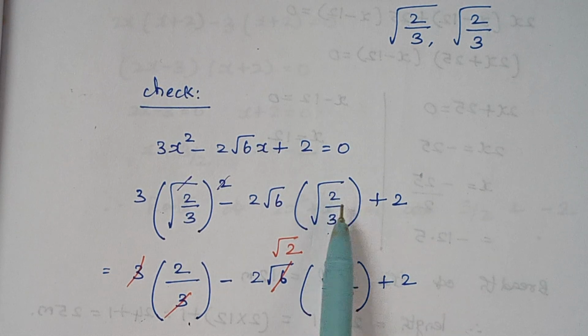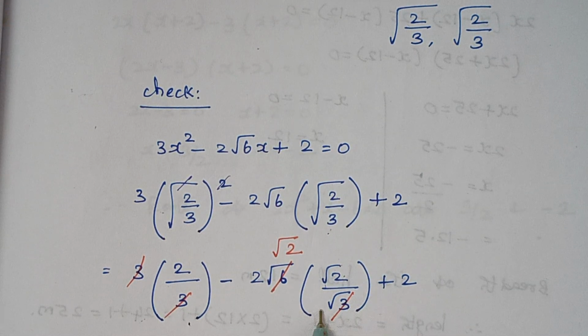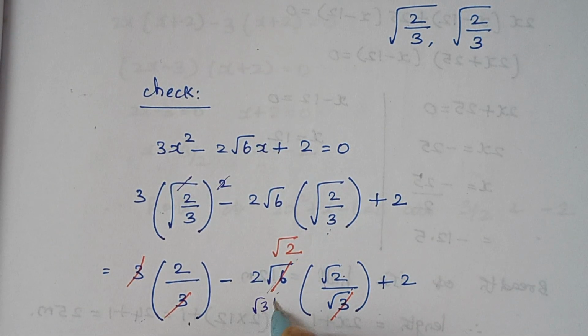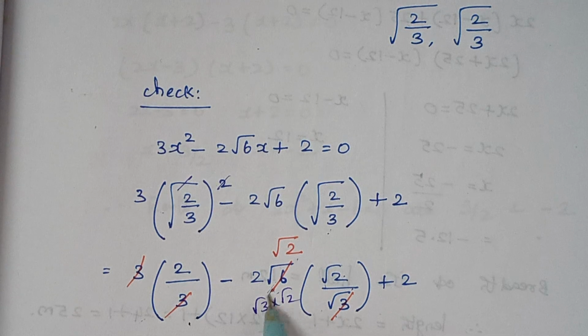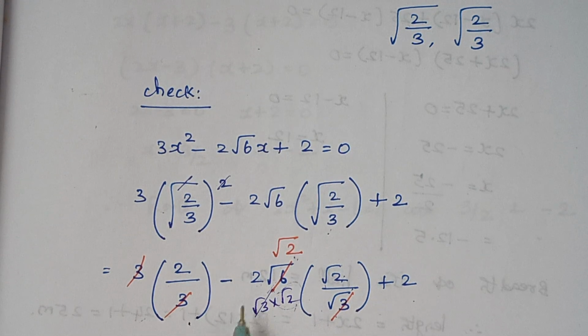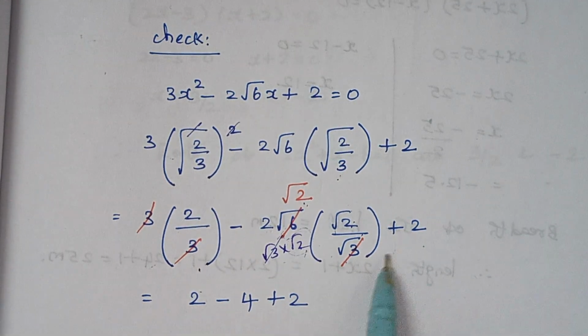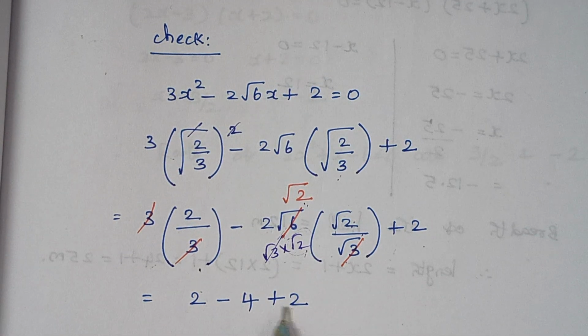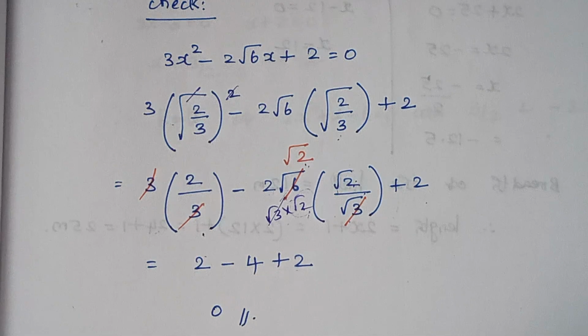So here this square root of 2 by 3 is written as square root of 2 divided by square root of 3. So now this root 3 and this root 6, when they get cancelled, the remaining term will be root 2, because root 6 can be written as root 3 into root 2. So this root 3 will get cancelled, the remaining term will be root 2. Right, then plus 2. Now here this 2, write it as such, and here we are having 2 into root 2 into root 2. So root 2 into root 2 gives you 2 and 2 into 2 gives you 4. So here it is minus 4 and again plus 2. So again 2 minus 4 plus 2 means 2 plus 2 is 4. So 4 minus 4 is 0.